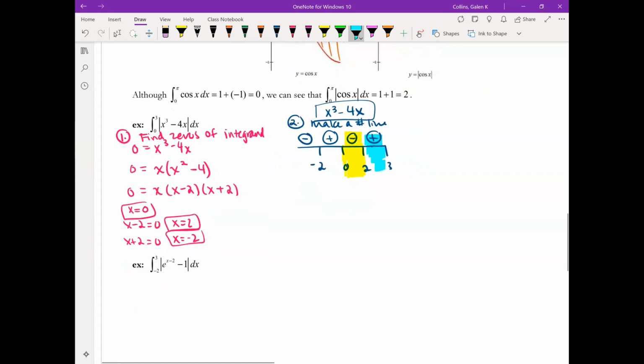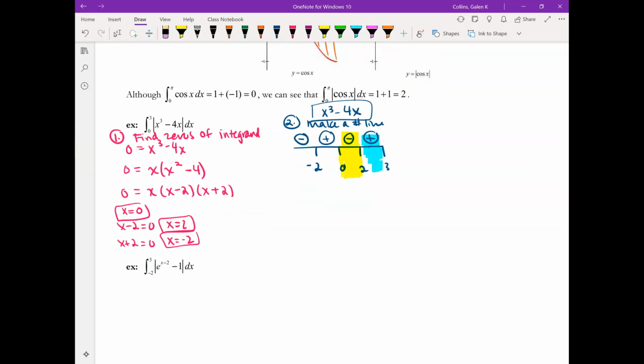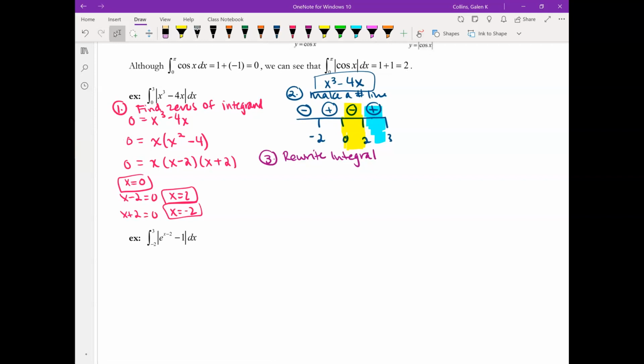So after we make our number line and we reason through it, I'm going to rewrite the integral. This will allow us to get rid of the absolute value because we can't integrate an absolute value function. And if we remember, the absolute value graph itself has a corner, so it's not differentiable everywhere.